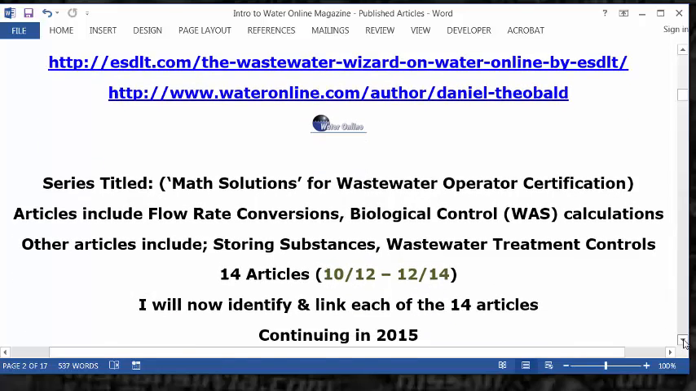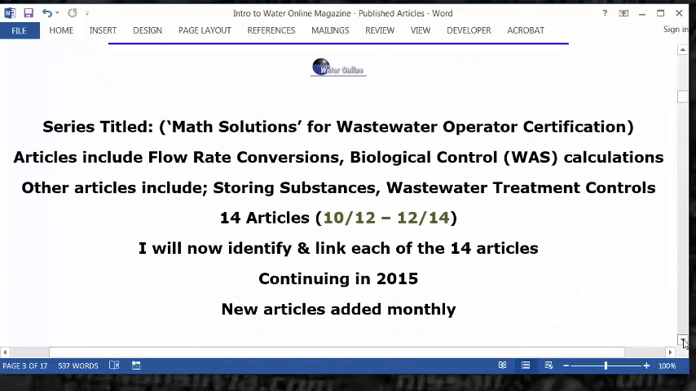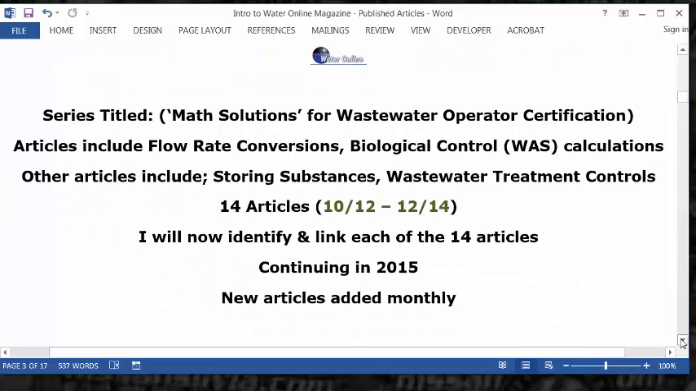Okay, so we started a series of math solutions. 7 of the 14 articles are within that series, but there are other articles that I've authored and published on their site, which includes wastewater treatment controls, storing substances, and other wastewater articles. So there are 14 articles they published between October 2012 and December 2014.